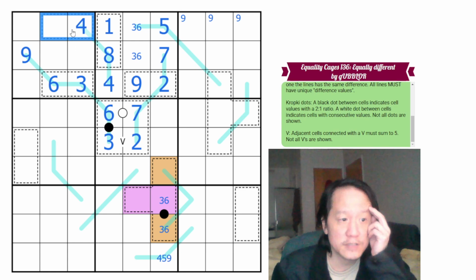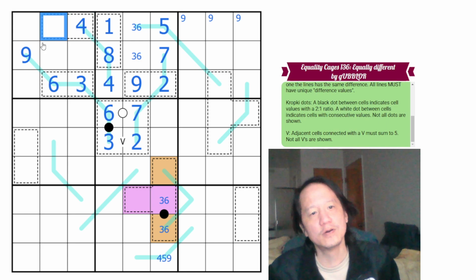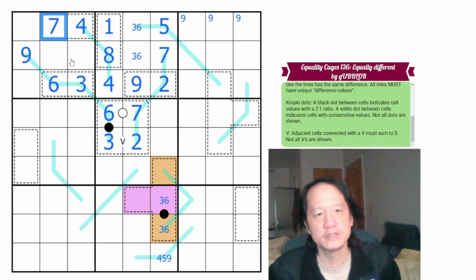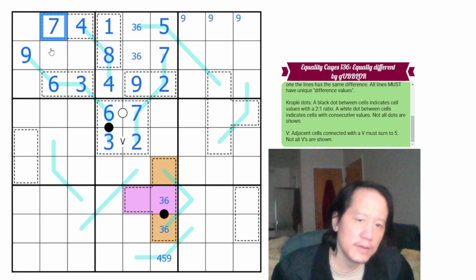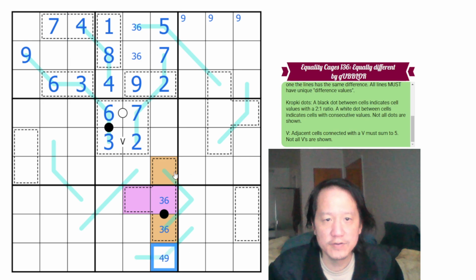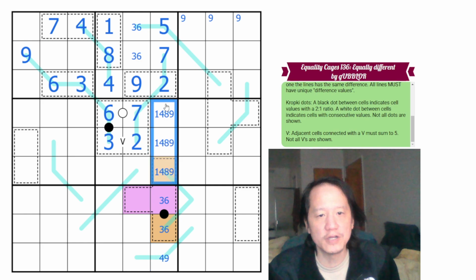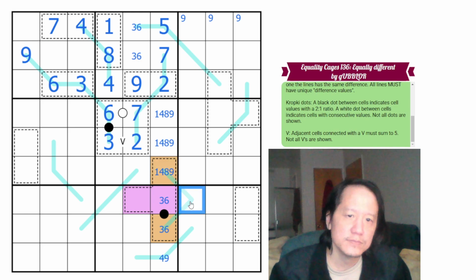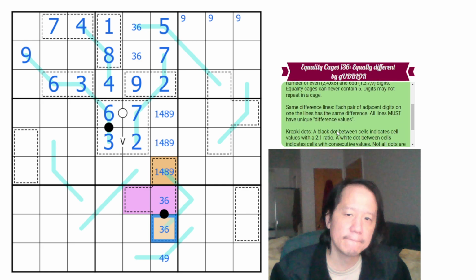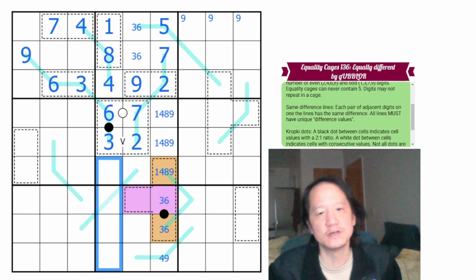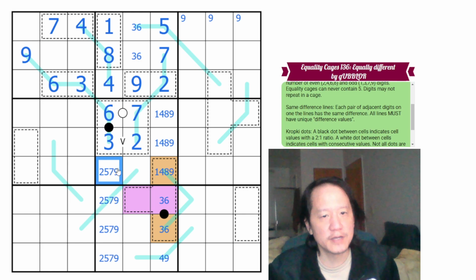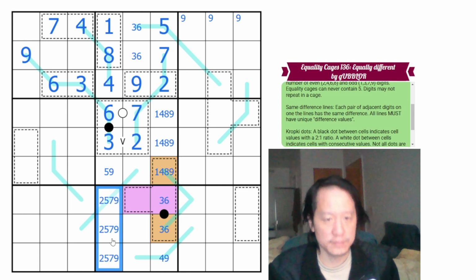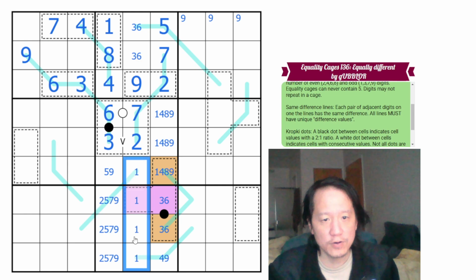This 4 is a low even number, which means we need a high odd number here, and it cannot be 9. The only high odd number now is 7. This cannot be 5, so it's 4 and 9. So this is 4 and 9, or it's 1 and 8, right? Therefore, the rest of these cells are 2, 5, 7, 9. And this can't be 2 or 7, so this is 5 or 9. The rest of these cells are 1, 4, 5, and 8.